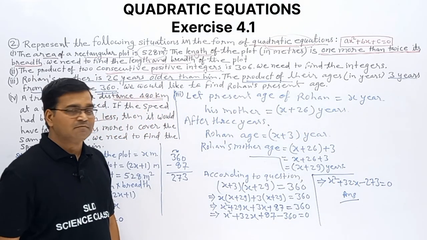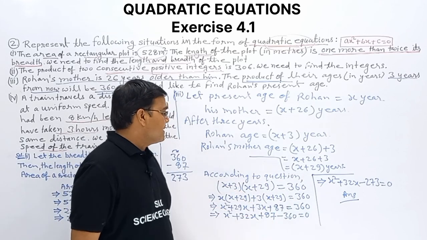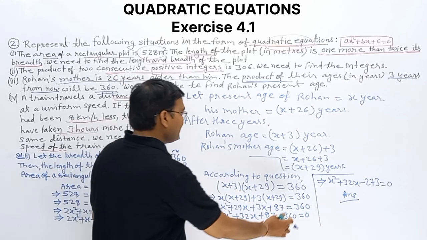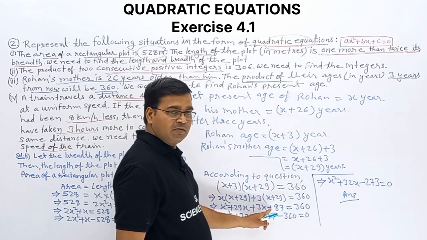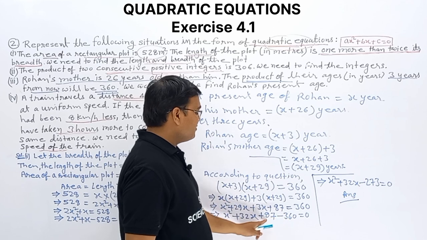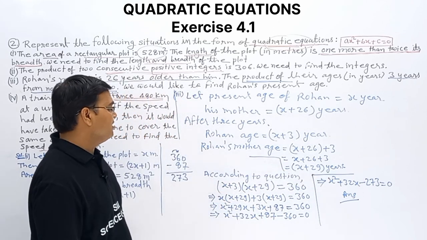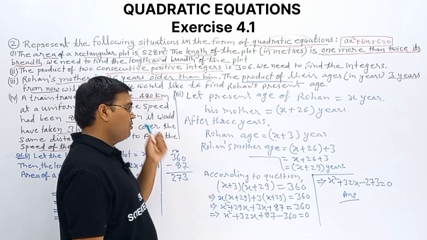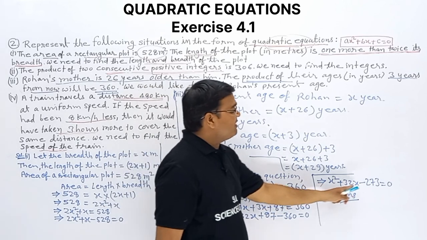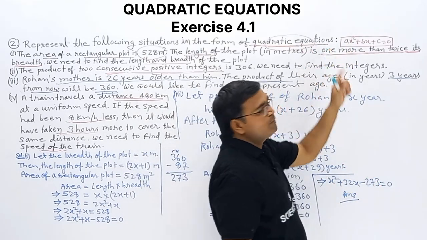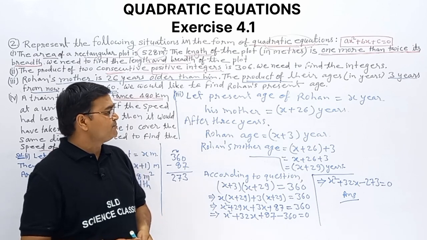Yes or no? We are transposing this from right to left, and this will be negative. We are subtracting, so the sign will be negative, minus 273. Clear? So this is what? A quadratic equation, and we obtained what we wanted. Clear?